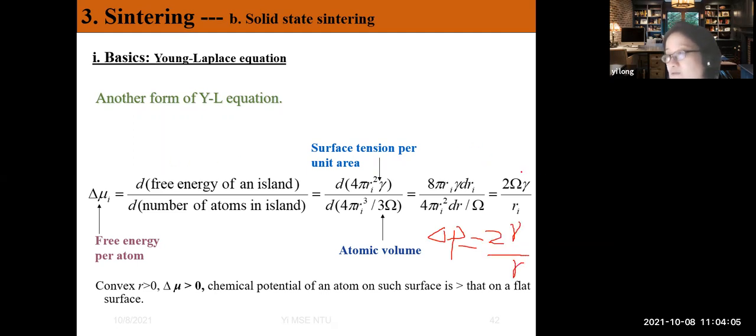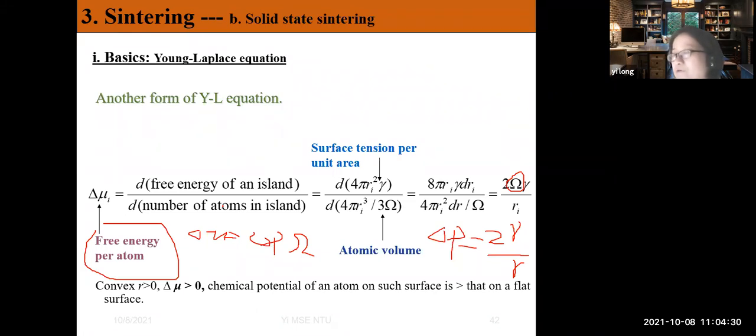If you multiply by the atomic volume here, which means one atomic volume, we get the free energy per one atom. So delta mu equals delta P times atomic volume. There's a very important concept here. Now I'm asking a question. Gamma is a constant, right?